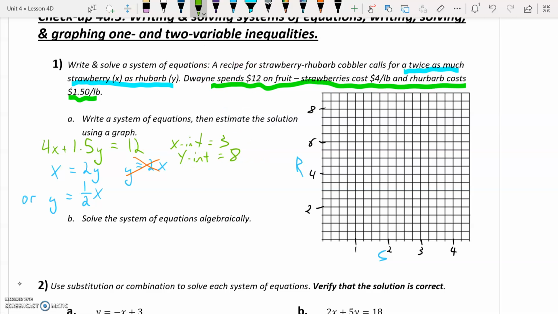And so to graph these, first of all, for the green one, the one in standard form, you just graph those using the intercepts. So what this means, remember those intercepts, is the x-intercept at 3, that would be the pounds of strawberries you could buy for $12. If you only bought $12 of strawberries, you'd be able to buy 3 pounds of strawberries at $4 a pound. Or you could buy only rhubarb. So spend $12 on rhubarb. $12 would get you 8 pounds of rhubarb at $1.50 a pound.